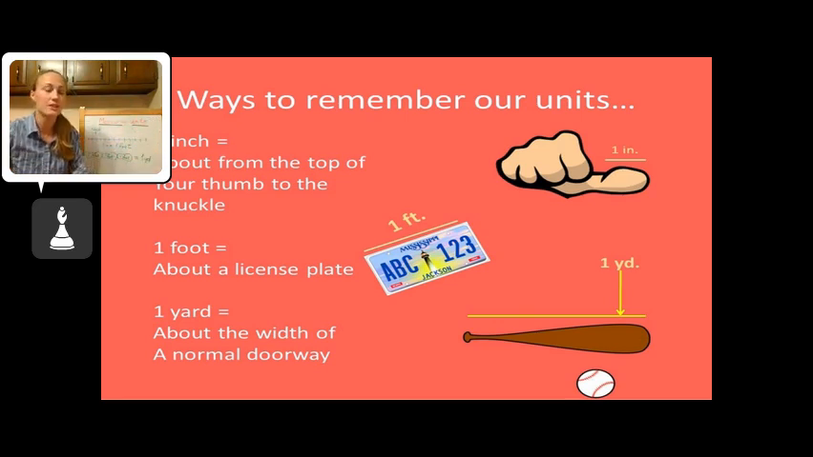And as you can see on the slide, the license plate is right the size of 1 foot, and a baseball bat is the size of 1 yard. That's how we remember our units.